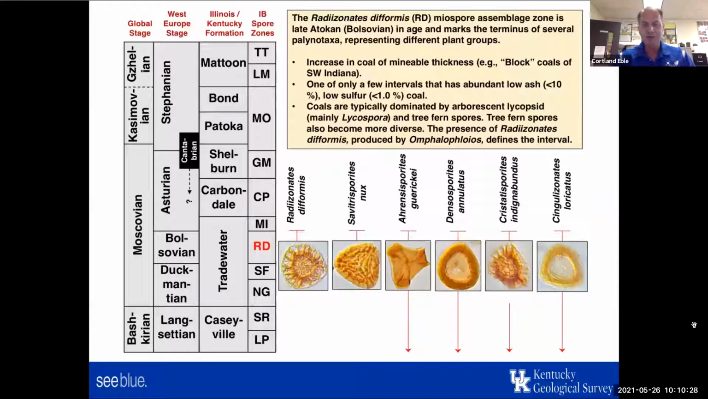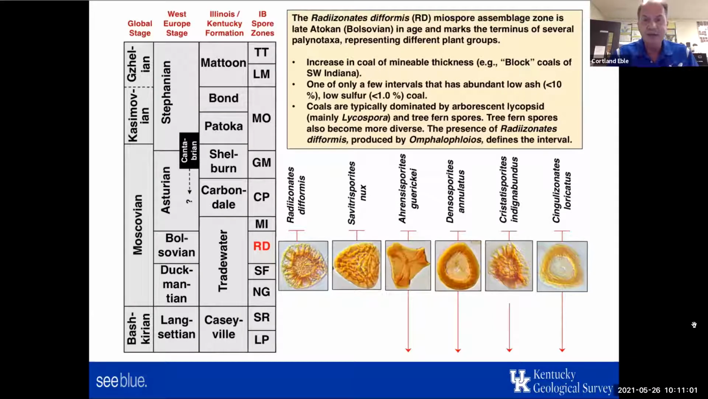So Bill kind of beat me to the punch here this morning. I'm actually going to start down a little bit, in the Bolsovian. Because what we do see is a big shift at the Muscovian-Kasimovian boundary, but it's preceded by a number of different events. At the end of what Russ calls his Radiizonates difformis assemblage, down in the Trade Water, we see a number of taxa disappear.